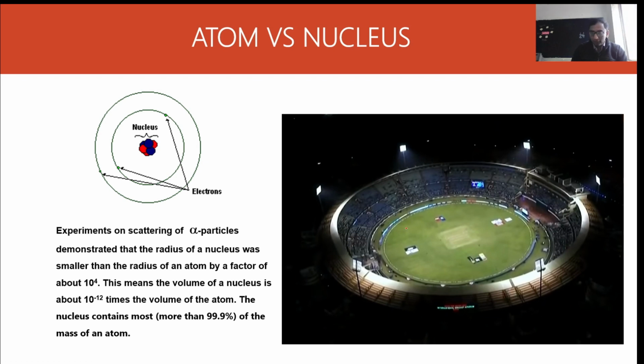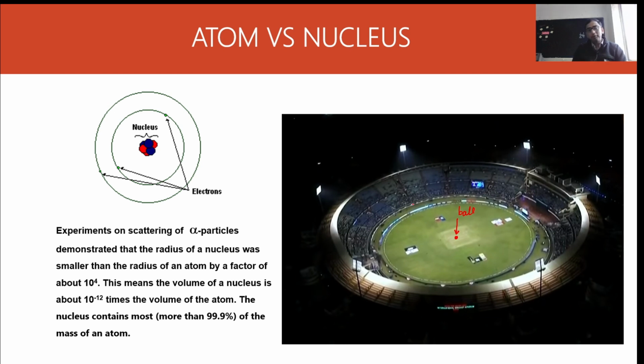Just imagine that this is the pitch of the cricket stadium, and at the center of the pitch you have a very small ball. This cricket ball is placed at the center of the cricket pitch. Now you can consider this ball to be the nucleus and the entire stadium to be the atom. The volume of the nucleus is almost 10,000 times less than the volume of the entire stadium. This is just a comparison.